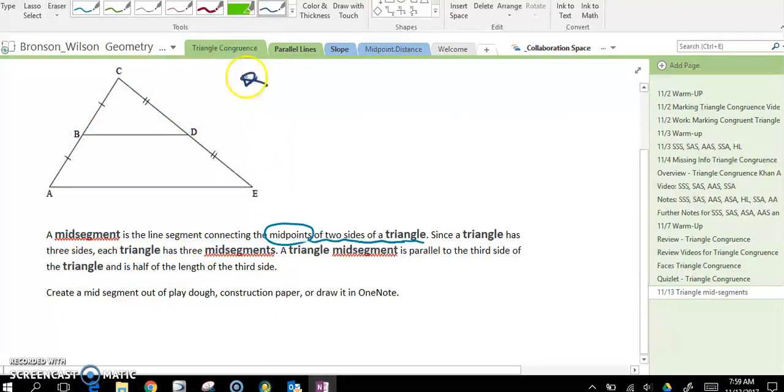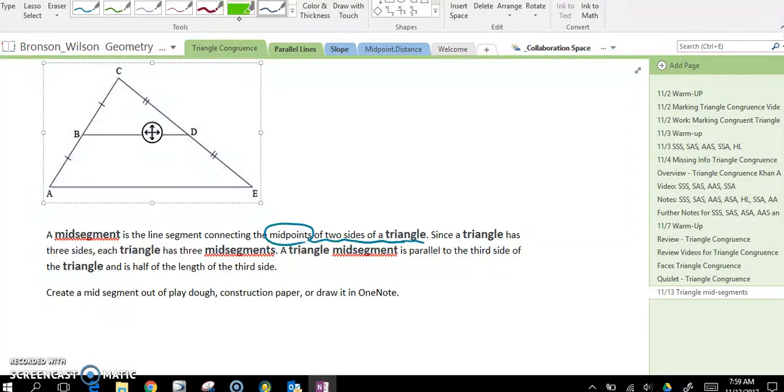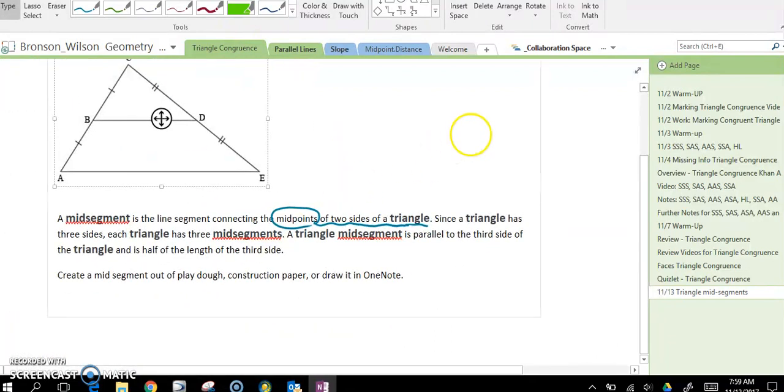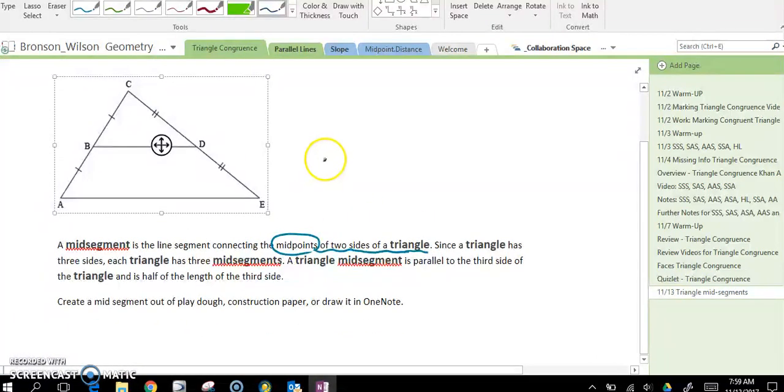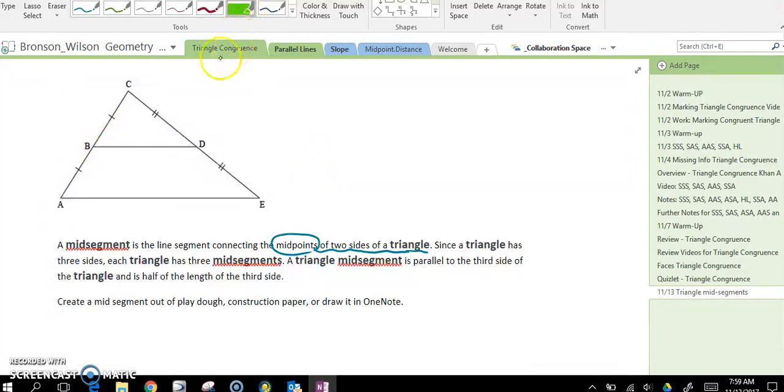Oops, I erased some of my notes. It's okay. Okay, a triangle midsegment is parallel to the third side of the triangle. So BD, do we remember our properties of parallel lines? Okay. So here's BD, right? That's our midsegment.